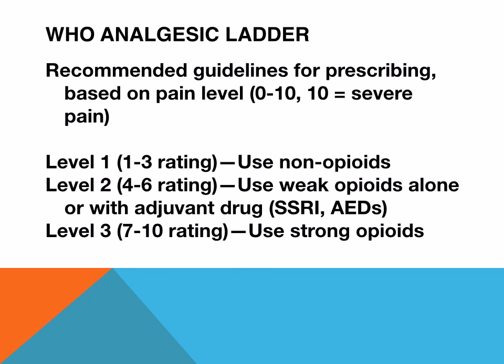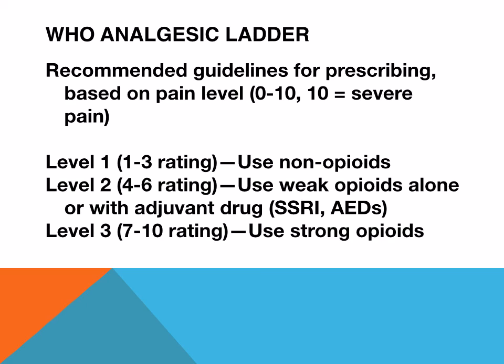SSRIs are called selective because they primarily affect serotonin and not any other neurotransmitter in the brain. Sometimes SSRIs can also be given in combination with weak opioids to handle a patient's pain. AEDs, anti-epileptic drugs, of which very common ones are Dilantin and Keppra, are sometimes used for pain management, but I have not seen much evidence-based research on this.